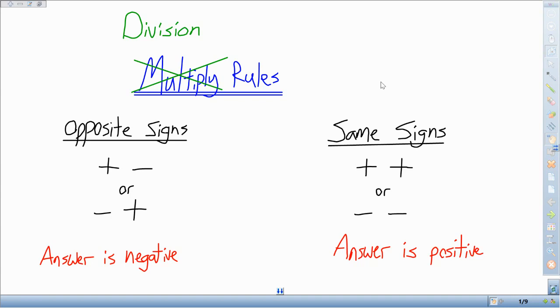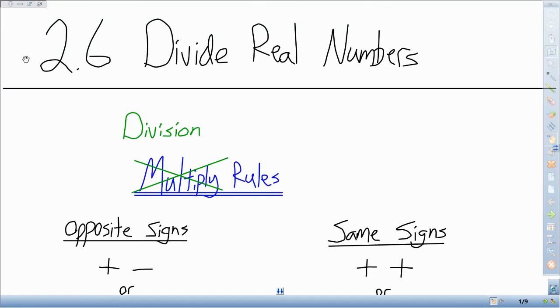So as far as this slide is concerned, you don't necessarily need to copy this unless you want to. You can just remember division rules, same as multiplication rules. But do make sure that you get the title at the top of your notes as always.